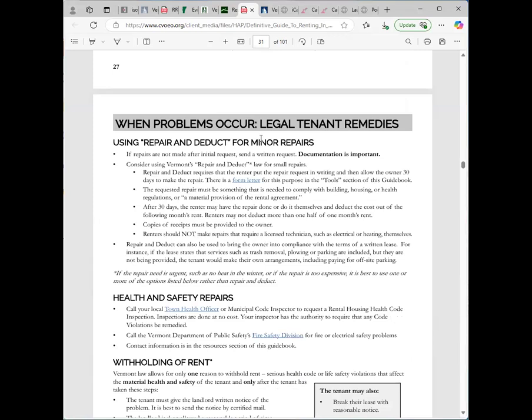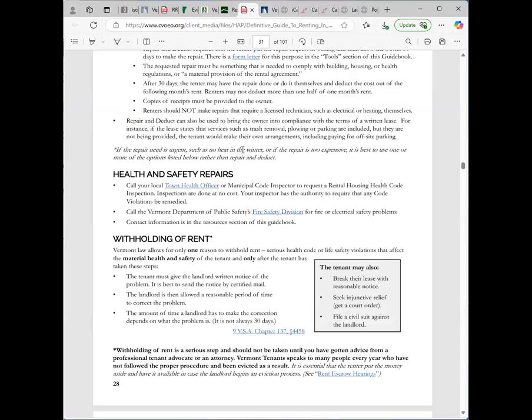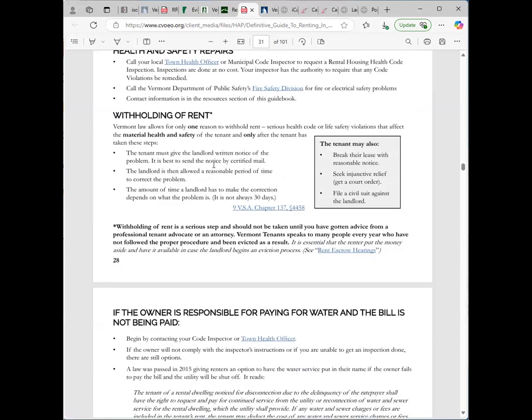So using repair and deduct for minor repairs. You want to do documentation. A tenant that's trying to repair and deduct has to have provided a form letter to their landlord. Of course, there's a hyperlink to the form letter that the tenant has to use. Health and safety repairs, withholding of rent. All of this has to be done in writing, of course.